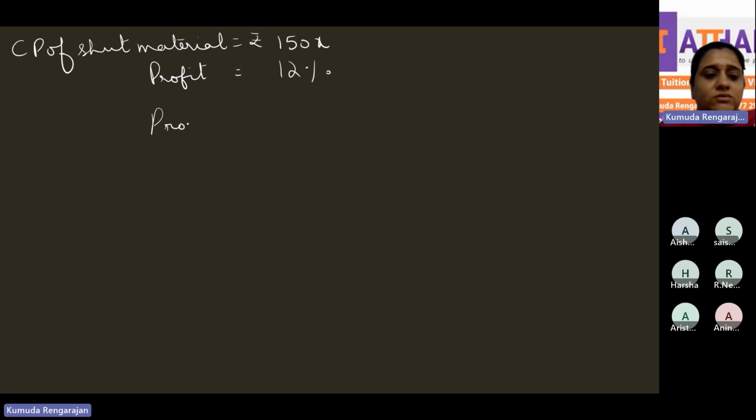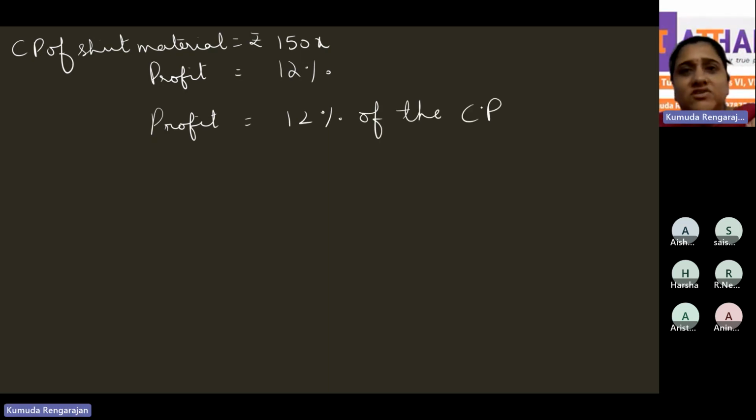So profit in rupees means 12% of the CP. Remember this. Whenever they say profit is 12%, it is 12% of the CP. The profit and loss percentages are always calculated with respect to the cost price, not the selling price. This is profit as a percentage. Here we are finding profit in rupees. Profit in rupees is 12% of the CP.